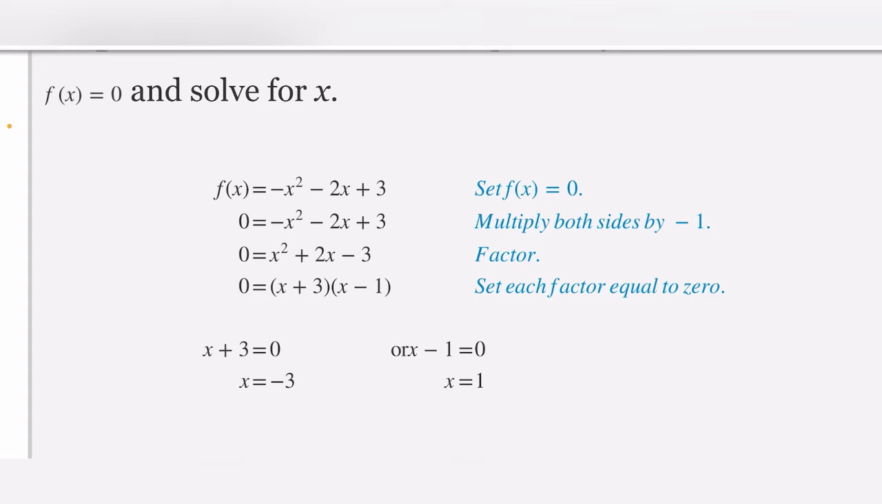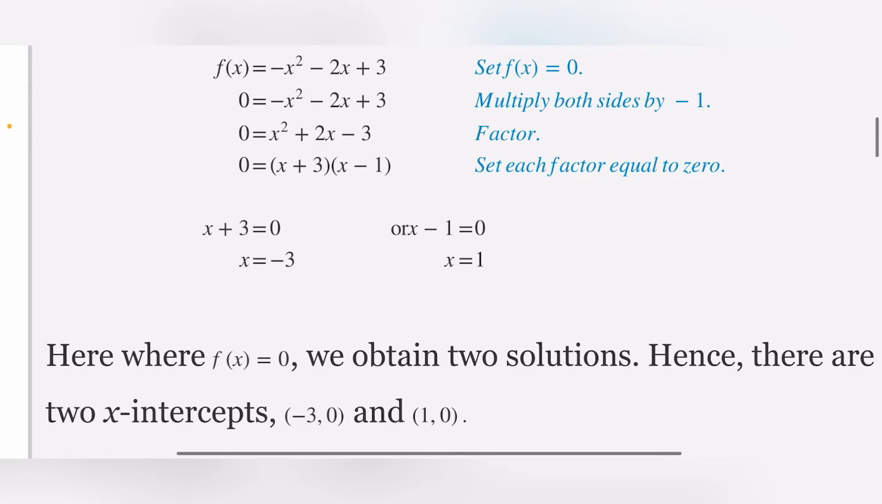First, the comment written in blue: set f of x equal to 0. We equated to 0. Then multiply both sides by negative 1. Then factoring. And then, in the end, set each factor equal to 0.